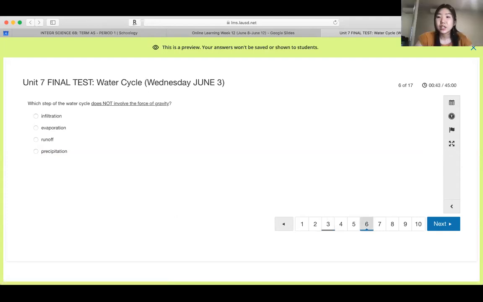And then number 6, which step of the water cycle does not involve the force of gravity? Remember, gravity is the force that pulls things down. Gravity pulls water down. So in infiltration, that is water sinking into the soil. So gravity pulls water down in infiltration. In runoff, water is running down the hill. So gravity is pulling water down the hill. In precipitation, rain, snow, hail, and sleet are falling down from the clouds, so gravity is pulling water down.